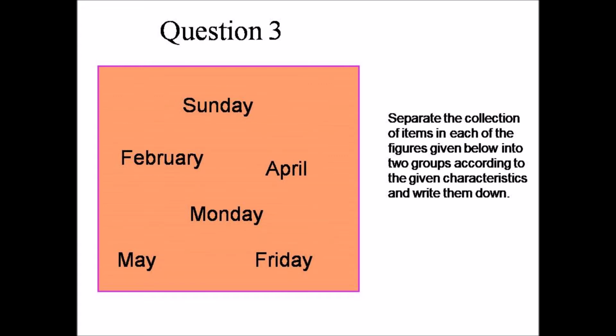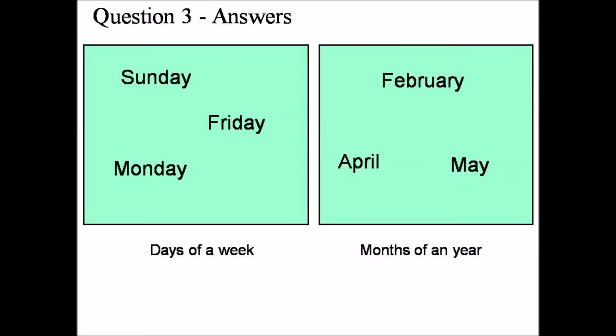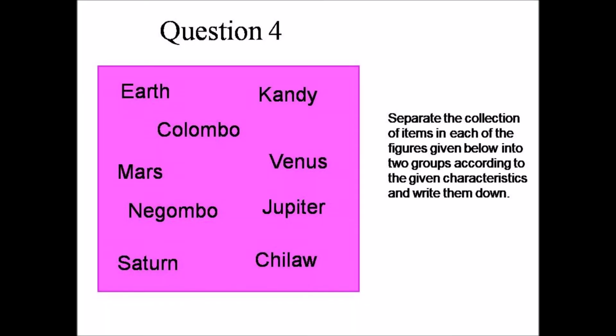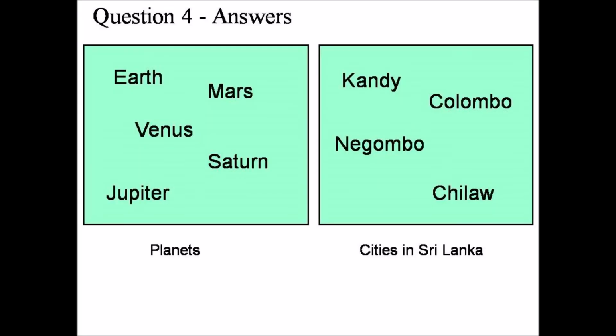We can see that days of the week are there and also months of the year are there. So in that way, we can separate these items. Now we will go to the fourth example, children. Look at the items given in the box. These items can be separated into two main groups as planets and towns in Sri Lanka.